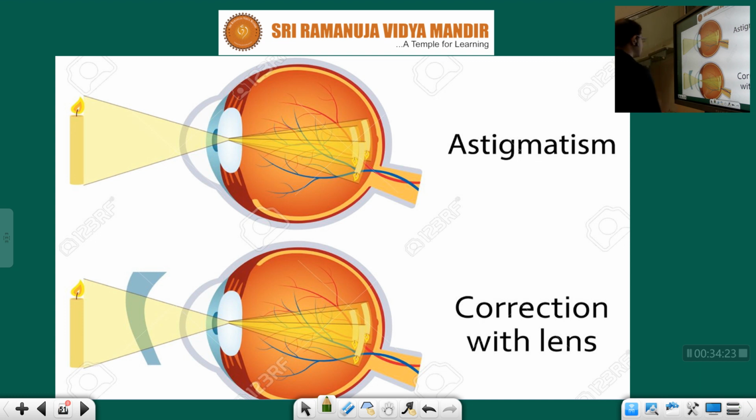So we are using cylindrical lenses, children, in order to correct it. In order to correct this, what are we using? Cylindrical lens. See, children. Now images will be clear. Okay.